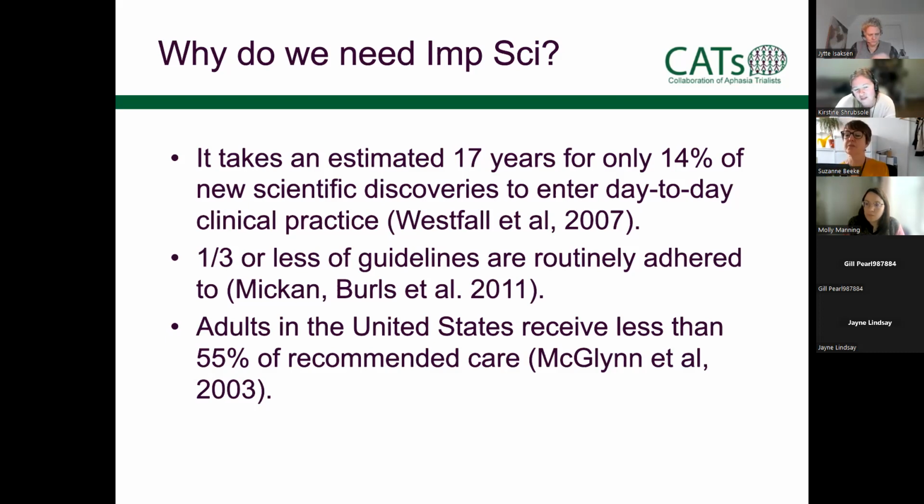There are some similar facts. A third or less of guidelines are routinely adhered to. Think about going into hospital with a stroke. We have our lovely stroke guidelines and stroke pathway, and we want to be reassured that anyone we know would get 100% of that care. Unfortunately, that's not the case. There's also a landmark study from the US that showed adults received less than 55% of recommended care, and that was looking at a number of clinical practice guidelines.